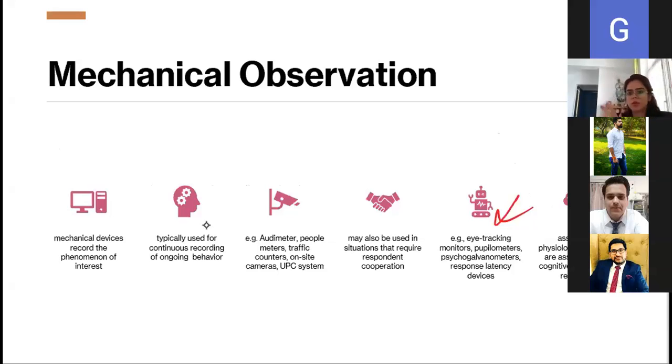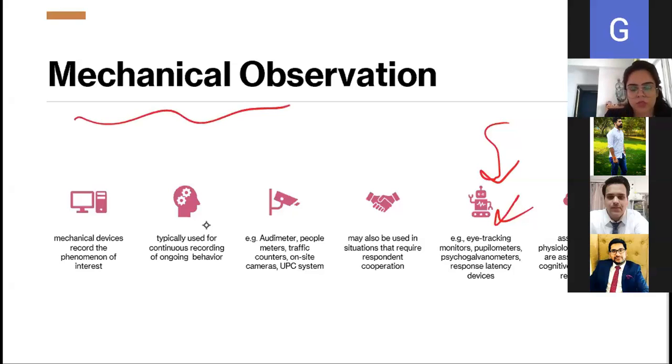And then there is mechanical observation. Many companies do eye tracking to check advertisement effectiveness. They show you the advertisement, and they check how wide your pupil gets on seeing it. The wider it gets, the more effective and attractive the ad is to the respondent. So there are different ways of mechanical observation through which you can do these observations.